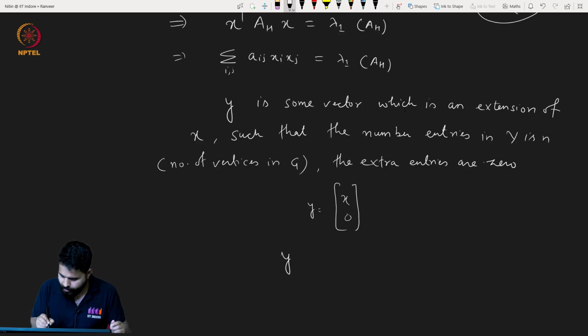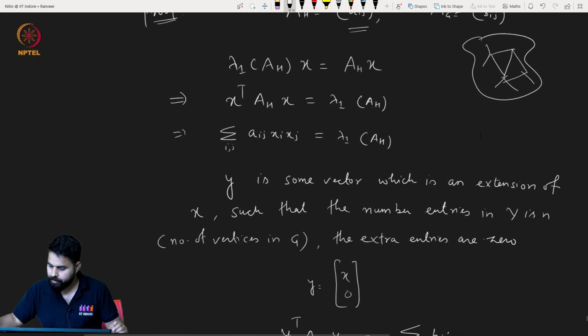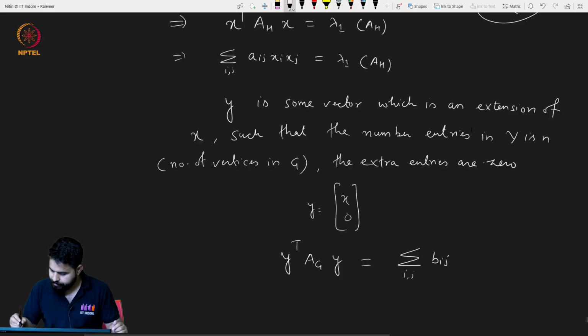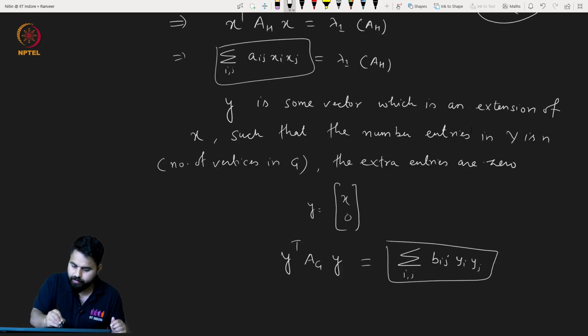If I do this, y transpose A_G y, this will be nothing but the summation over i, j, where i and j are varying over 1 to n, of b_ij y_i y_j, because for A_G I have denoted the general entry by b_ij. Very, very simple. Now what is the relation between this quantity and this quantity?